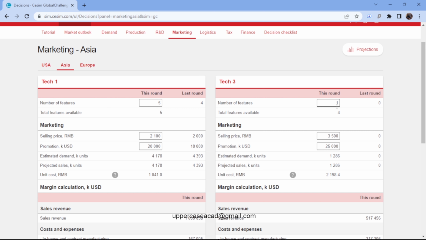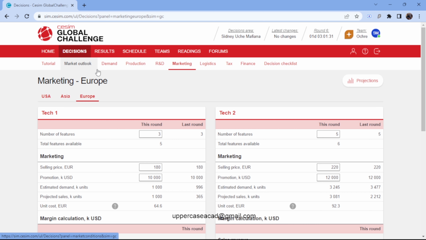Now let's move on to Tech 3. Since it's a new product, we need to increase the awareness, and to achieve this, we'll keep Tech 3 with 4 features. The 4 features will position it as a competitive option, and to boost its visibility, we'll allocate a significant promotional budget of 25,000. So this will increase our brand awareness and visibility.